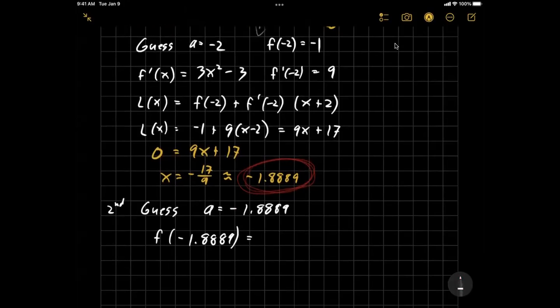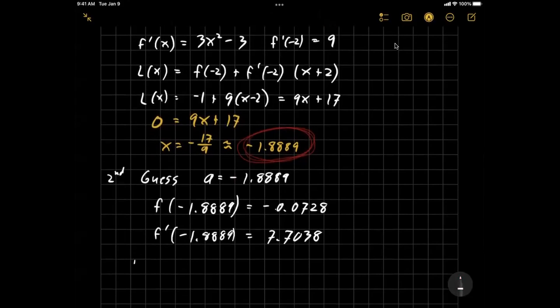Newton probably would have done that. And we end up with a value of -0.0728. Then we found the derivative function already. Okay, we know it's 3x squared minus 3. So if we evaluate that at -1.8889, we end up with 7.7038. Okay, so this gives us a new linear approximation.